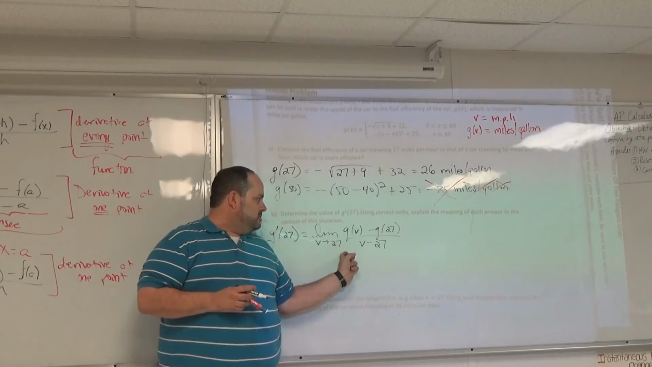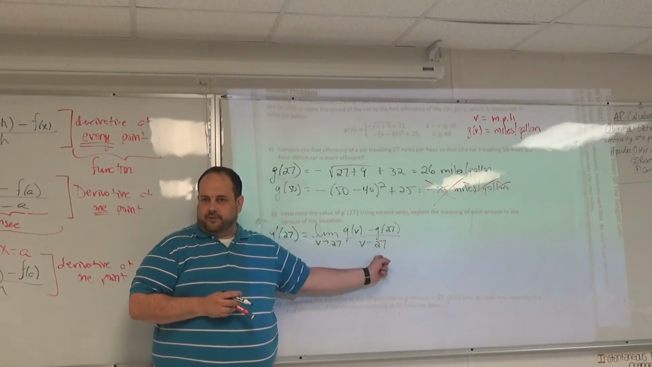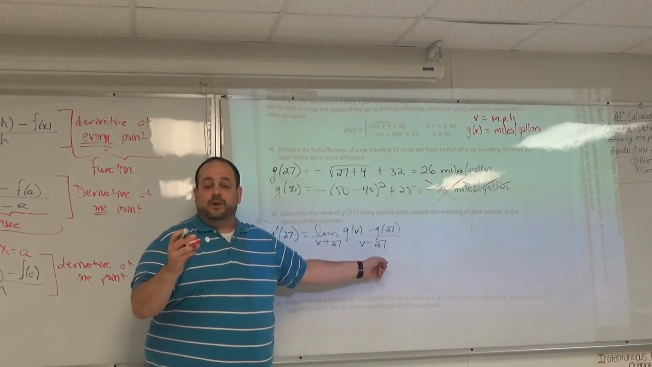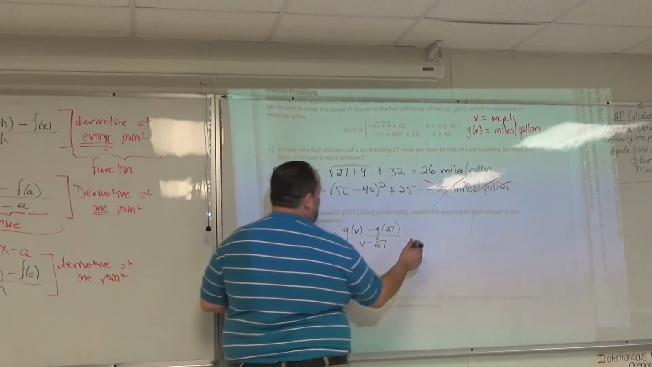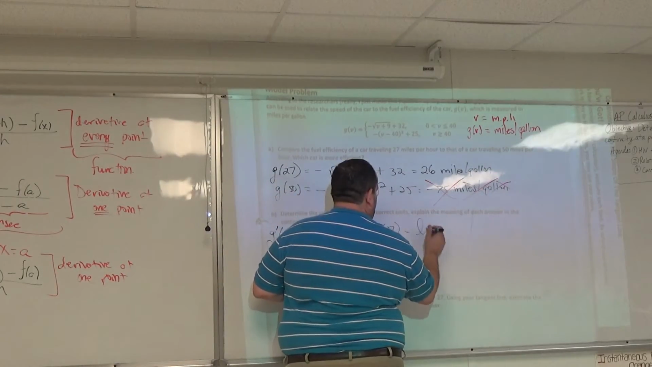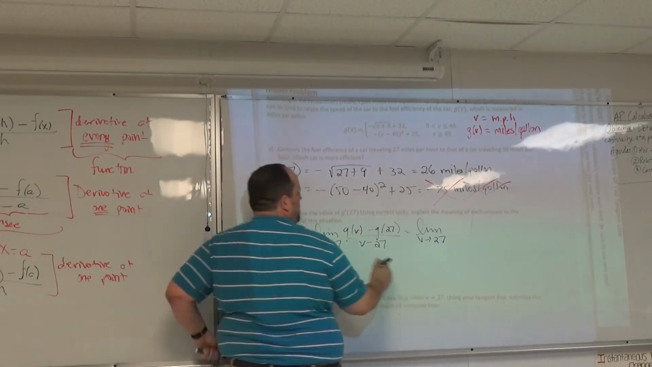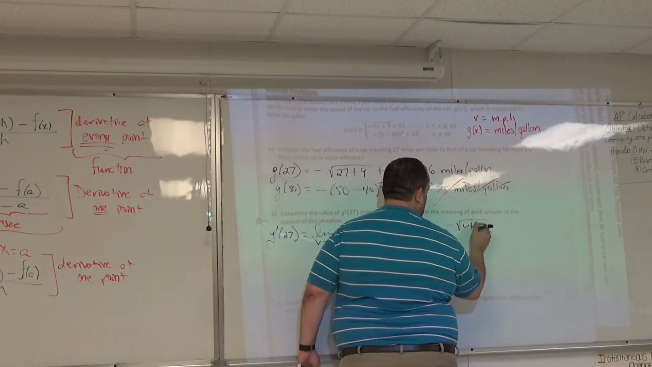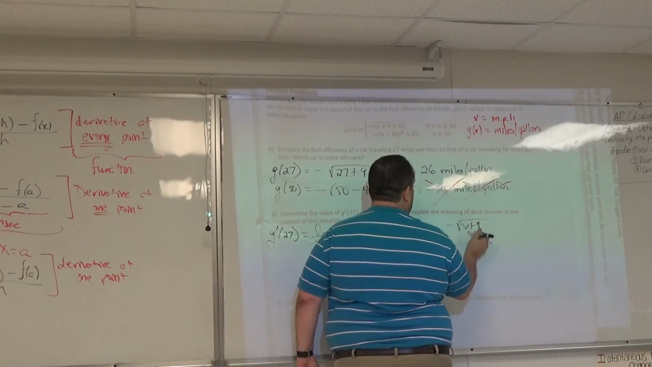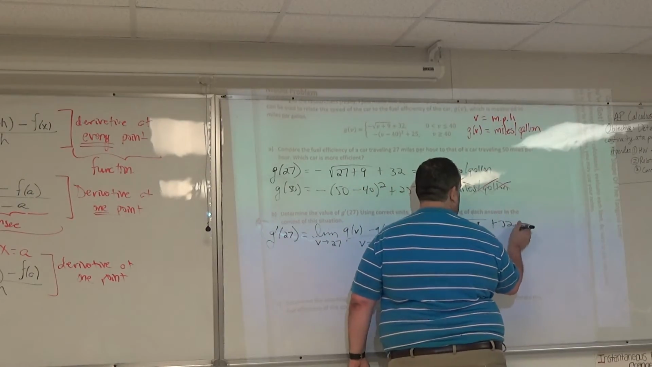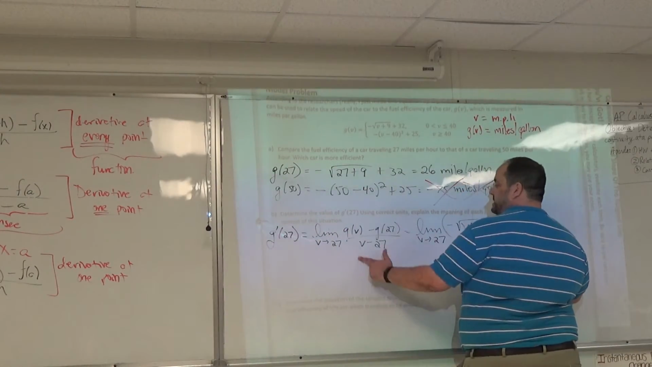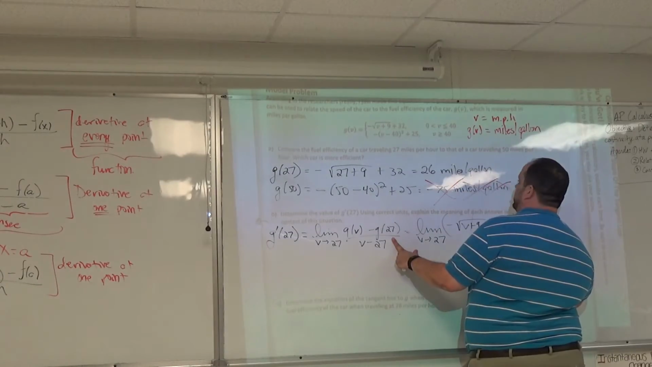Okay, limit as V approaches 27, G of V minus G of 27 over V minus 27. Maybe it was one of the North Central kids calling to let me know I made a mistake. All right, limit as V approaches 27, G of V is this negative square root of V plus 9, plus 32, minus G at 27, we already figured that out, didn't we?